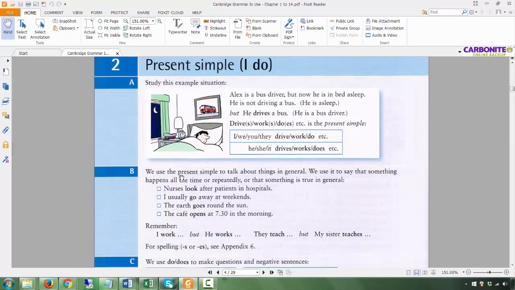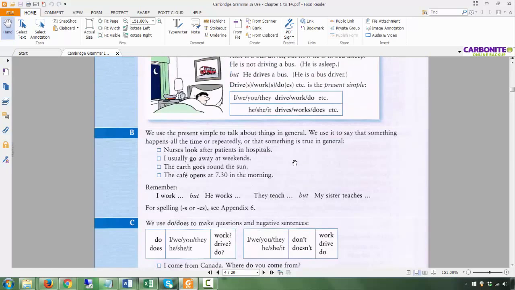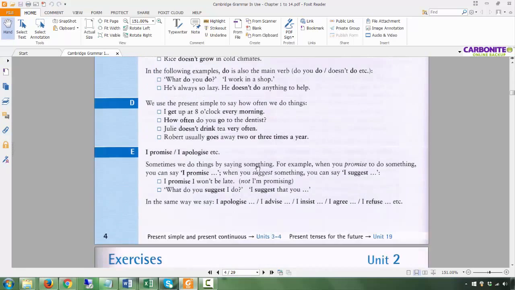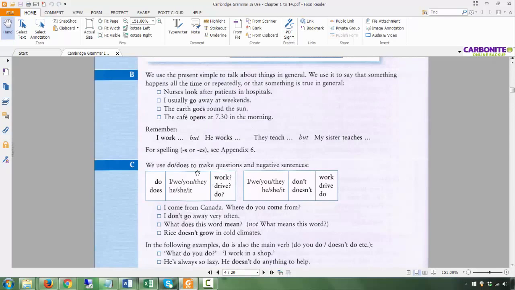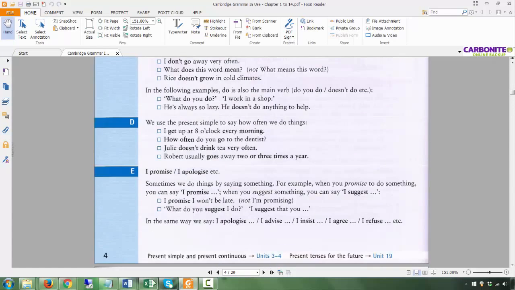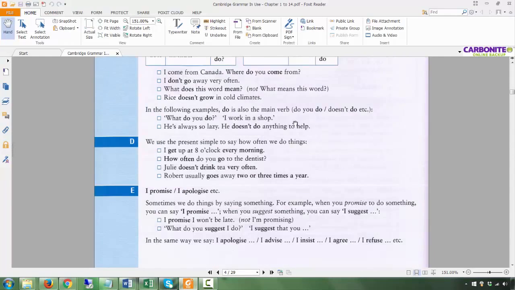You see, we use the present simple to talk about things in general. We say something happens all the time or repeatedly. So habits, regularly. Go through all this. It tells you a bit of form here, but it doesn't tell you the be verb here. So this document that I've given you is a bit more complex, a bit more detailed.